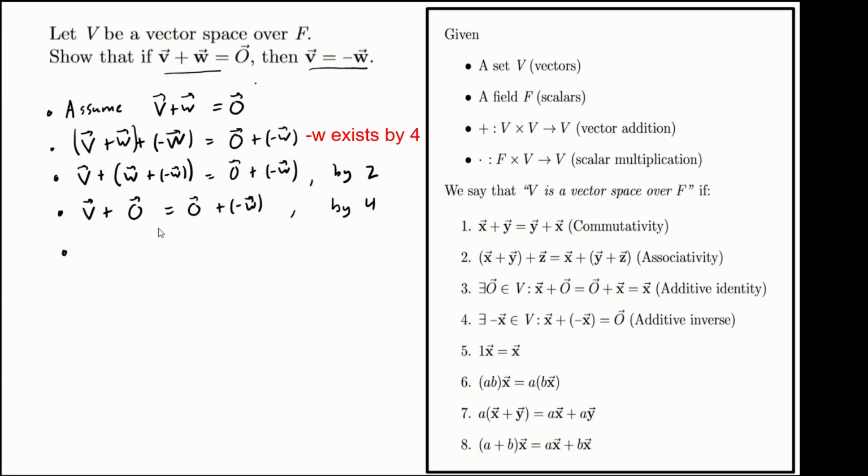And now we use the definition of the zero vector, meaning that if I add V to the zero vector, I just get V. And this is equal to, if I add 0 to negative W, I just get negative W. And there we go. So this is by 3. So this proves that therefore, if V plus W is equal to the zero vector, then V is equal to negative W.